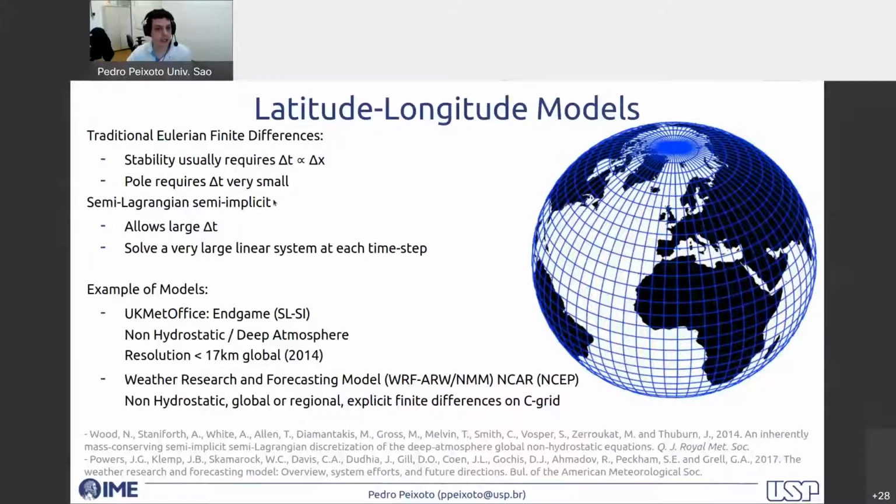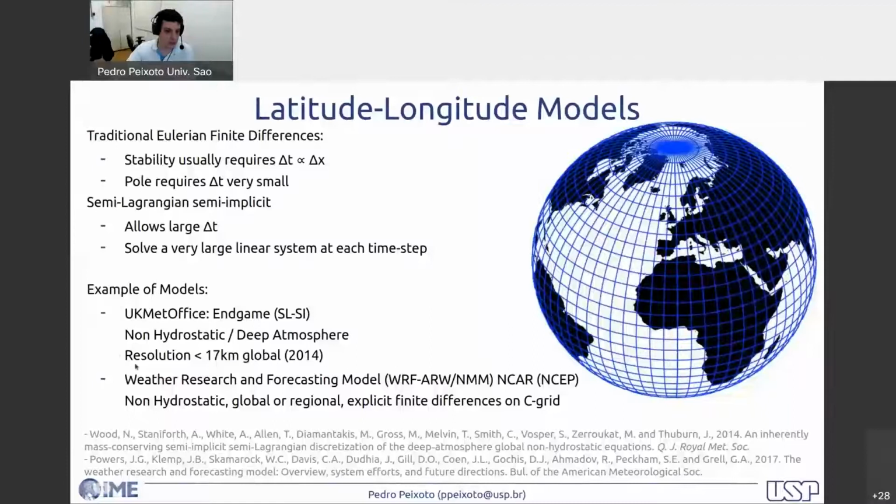So you really have limiting factors in terms of fast waves that you need to treat. So you treat these waves in an implicit fashion. What happens then is that you can use a large time step, you have no pole problem, but then you have to solve a really large system at each time step, which may or may not be easy to do depending on your HPC system. So let's look at two examples on this.